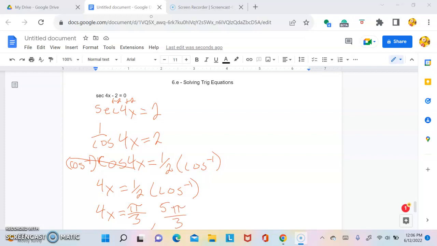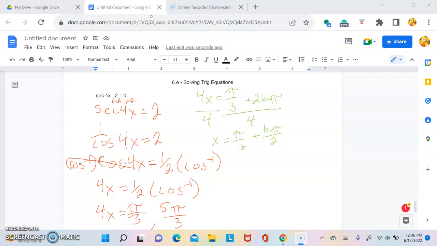But we're not done yet because we have to put it into its final form. So we have to do both of these separately. We'll put it in 4x equals pi over 3, and since it's cosine, it's going to be plus 2k pi. We want to get x by itself, so we're going to divide by 4, which gives us x equals pi over 12 plus k pi over 2.